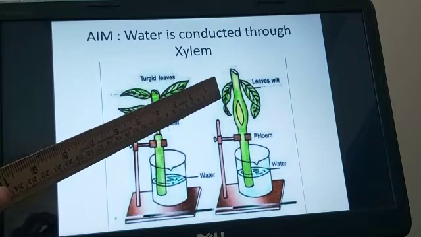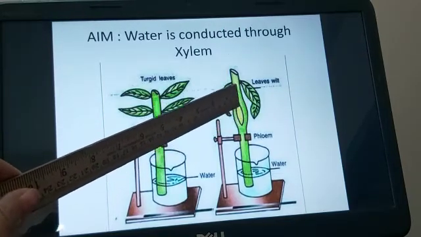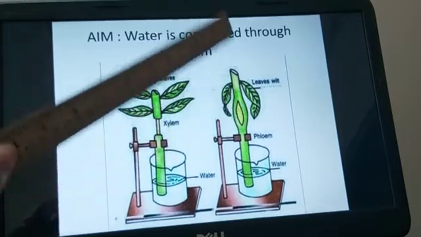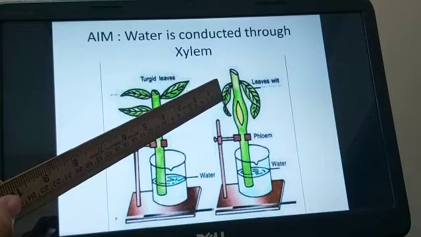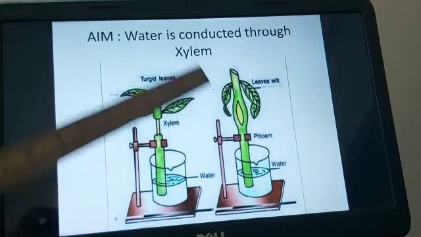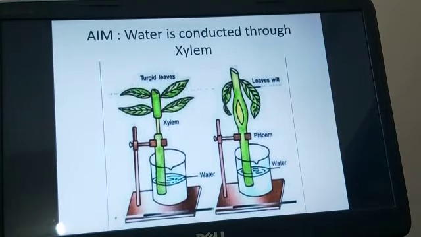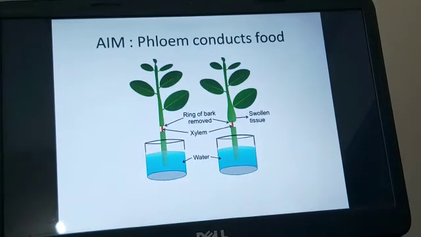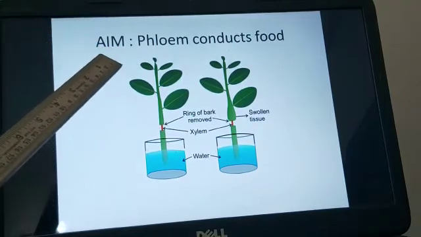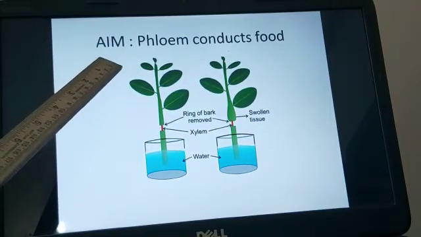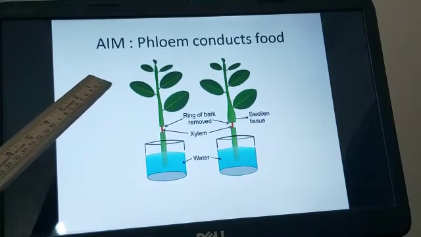Now why is the wilting shown? Here there is obstruction, here the xylem is not present, because of which the water is not conducted. So the leaves are not getting adequate amount of water, because of which the leaves are showing wilting. So these experiments very clearly prove that the water is conducted with the help of xylem vessels. So next let us see what is the function of phloem, or let us see an experiment which proves that the phloem conducts food.